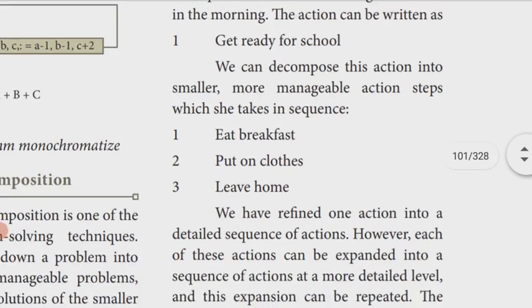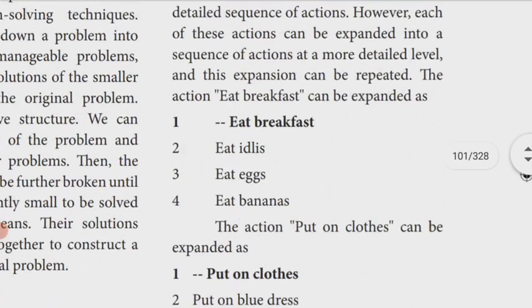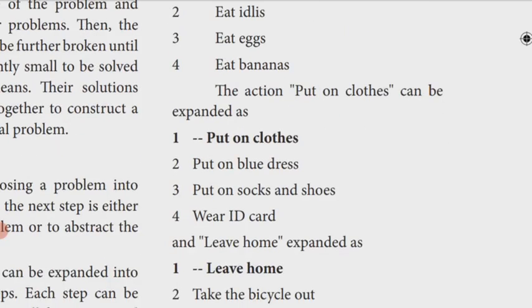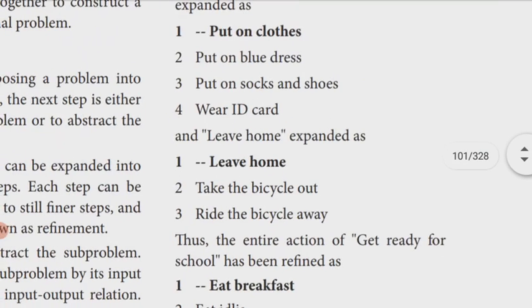So eat breakfast, in that we have steps: eat idlis, eat eggs, eat bananas. Put on clothes: put on the blue dress, put on socks and shoes, wear ID card. So this is the expanded form. And leave home: take a bicycle out, ride the bicycle away. If you are going to school by bicycle, you can do the process. So a sub problem is divided into sub problems. This is called refinement, that is, giving detail for the process.